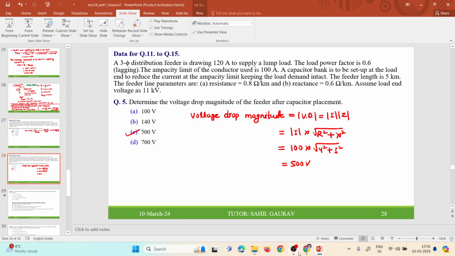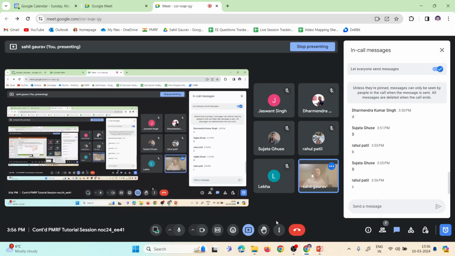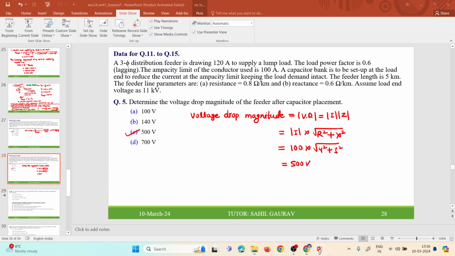We have now 4 more questions, then we will close the session. C is the correct answer. Yes, Rahul, you are correct.